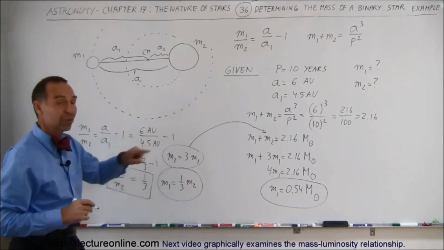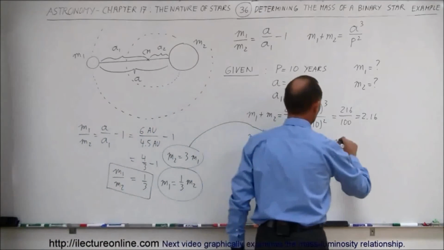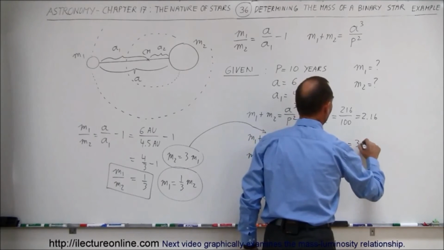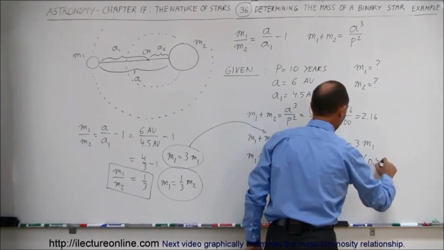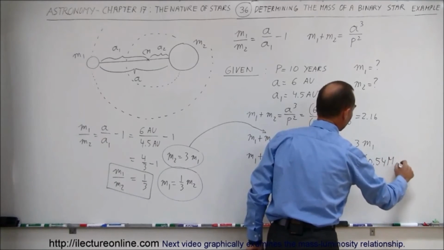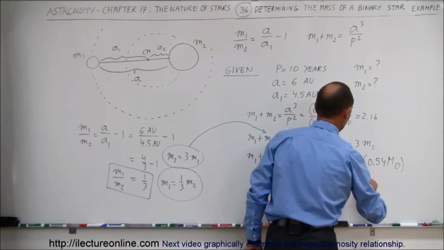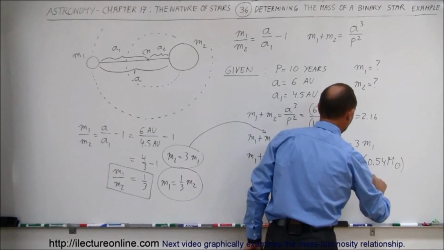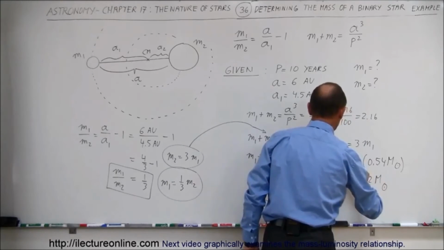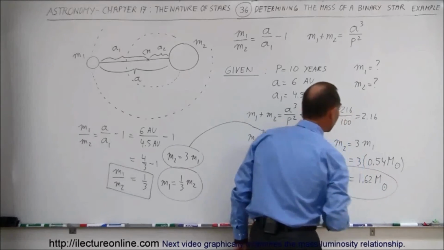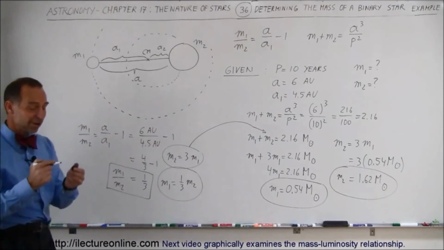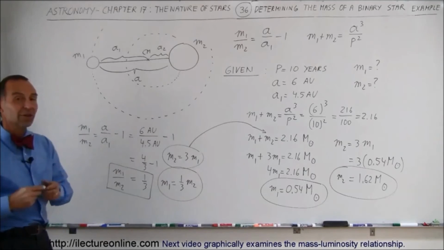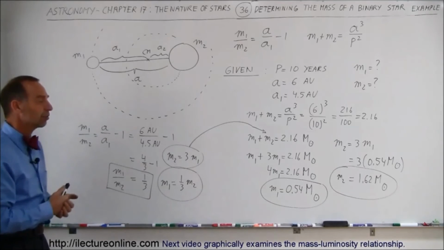Well, since the large star is 3 times that, we can say that m2 is equal to 3 times the mass of m1, which is 3 times 0.54 times the mass of the sun, which means that's equal to 1.62 times the mass of the sun, and that would be m2. And you can see that with those two equations and some measurements, which may sometimes take years, we can actually figure out the mass of stars in a binary star system.